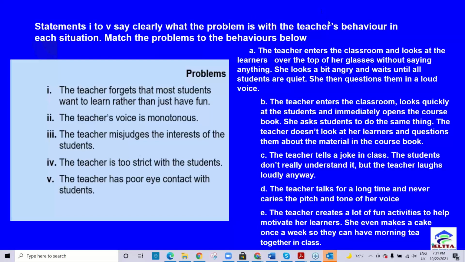This would go with number B. That's the teacher enters the classroom, looks quickly at the students, and doesn't look at her learners and so on. The teacher has poor eye contact with the students. This is with number B.